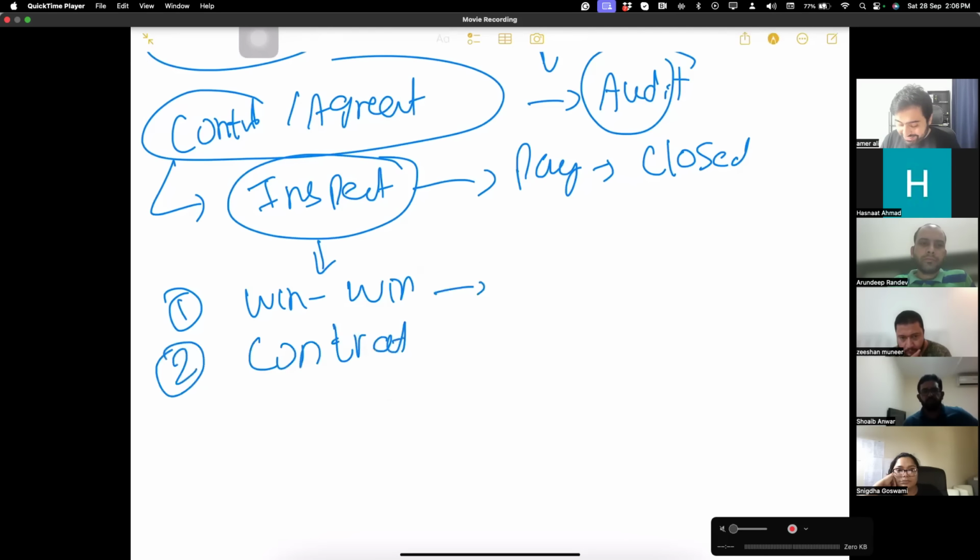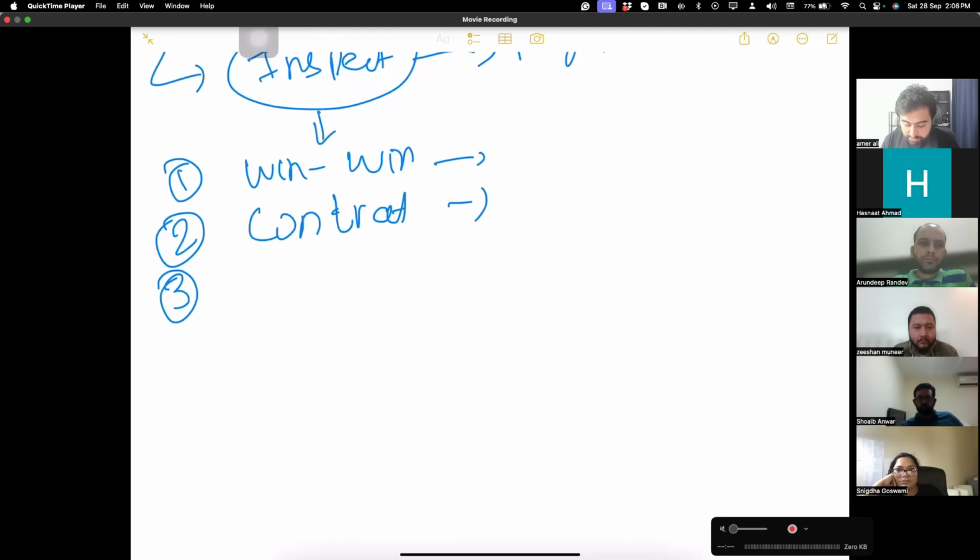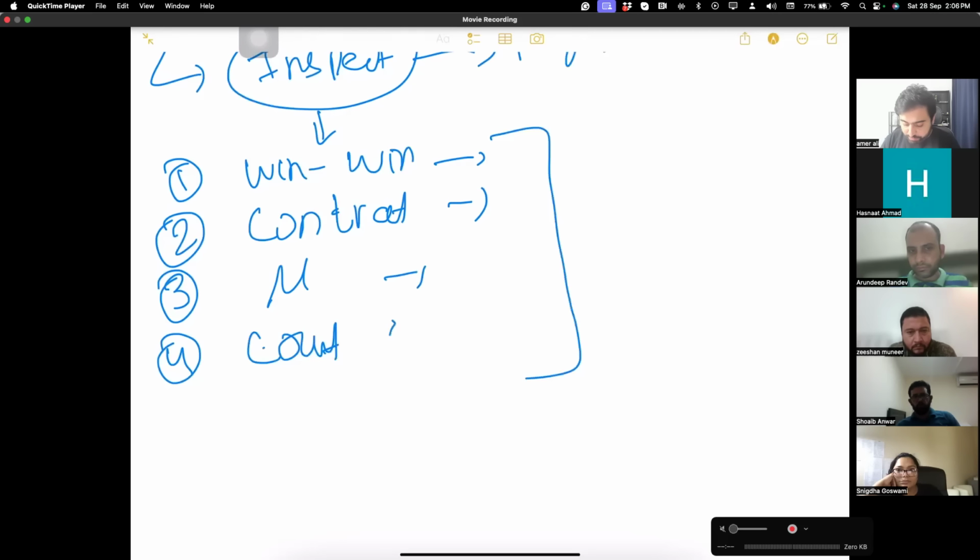If the contract is silent on that, then you try to get an arbitrator or a mediator. If that fails, the final step is to go to the court. Please understand, we don't want to go to the court. In court, only lawyers win, you never win. So we don't want to go to the court.